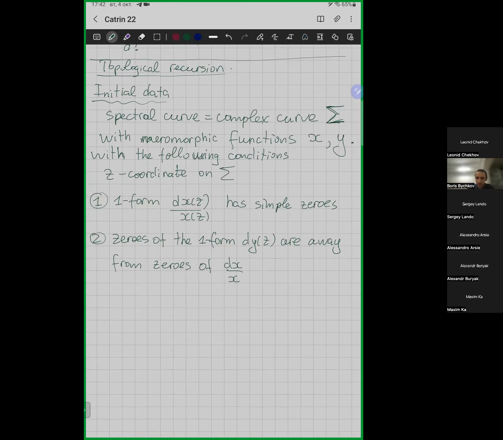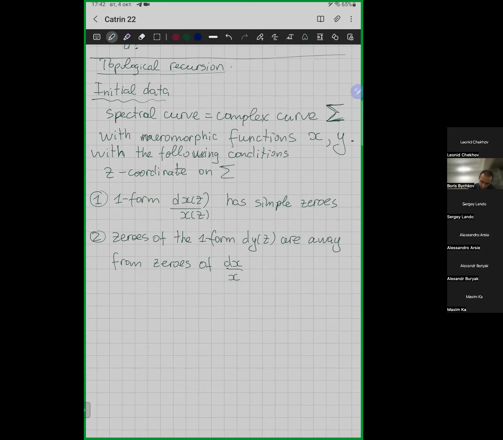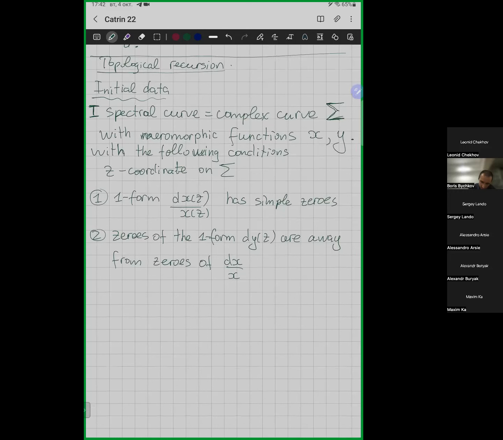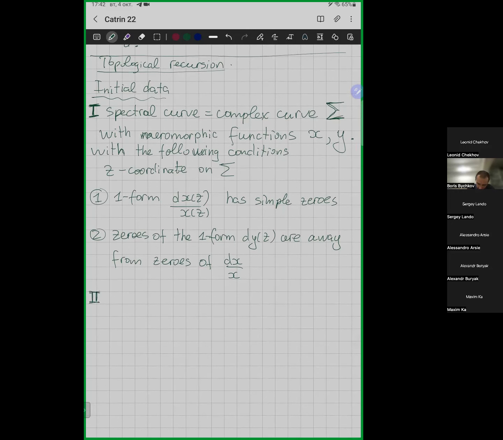So we have as initial data a spectral curve, and second, from these functions x and y and from these forms dx over x and y, you can construct the first members of the recursion, omega 0,1 and omega 0,2. Omega 0,1 of z is y of z.